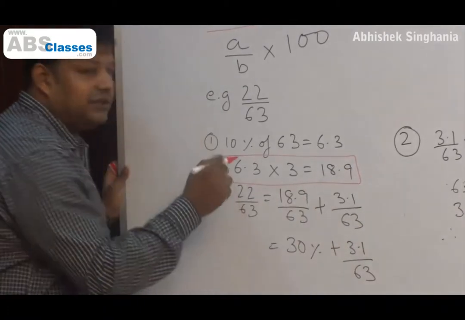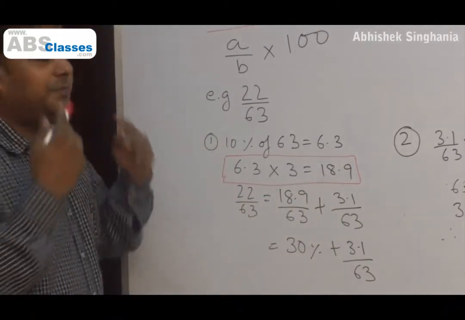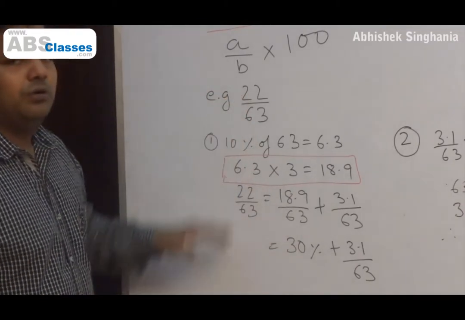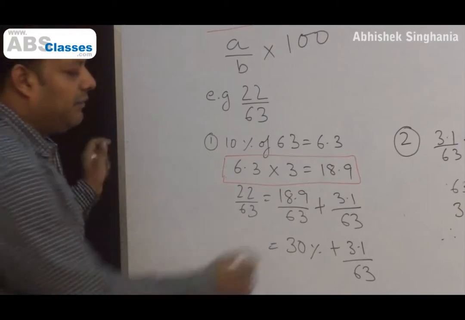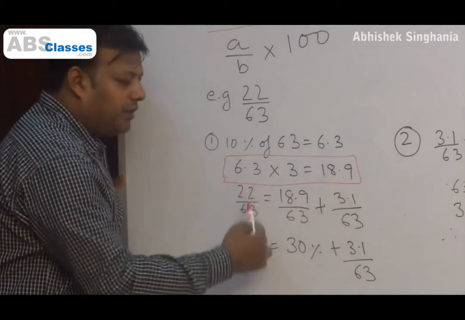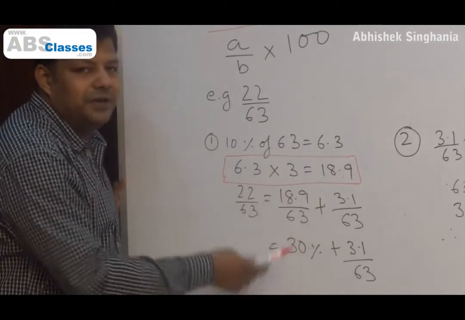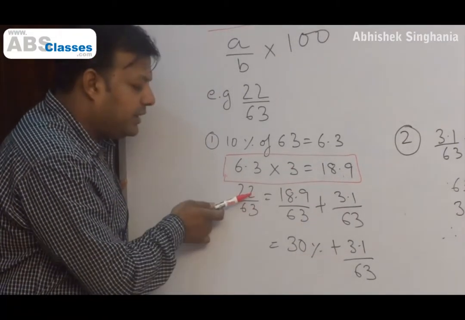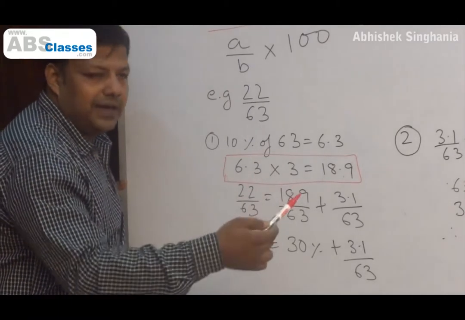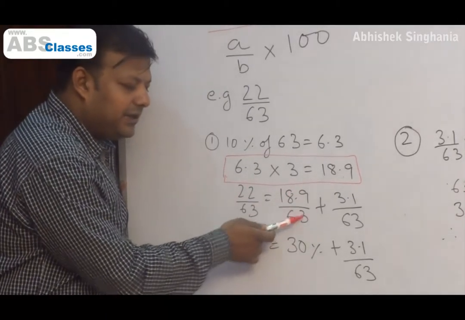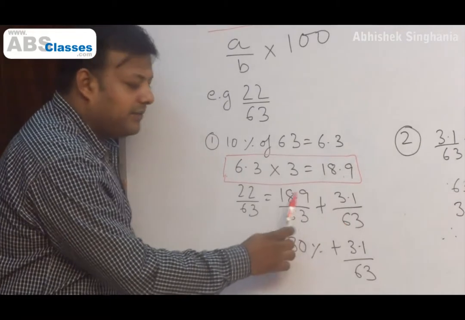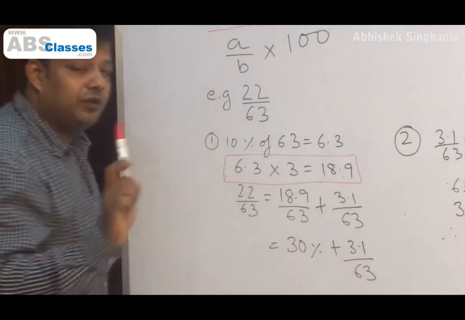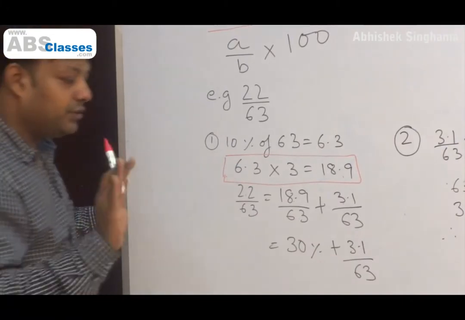And we do realize why we have multiplied with 3, because by mere observation we have established that 6.3 will go inside 22 roughly 3 times. Now once we find 18.9, what we are trying to understand, this is only for your explanation, please don't write it when you do it in your notebook. What we understand is that 22 by 63 can be written as 18.9 by 63 plus 3.1 by 63, because 18.9 plus 3.1 is 22. This is again for your explanation, not for you to write, just for you to understand this.